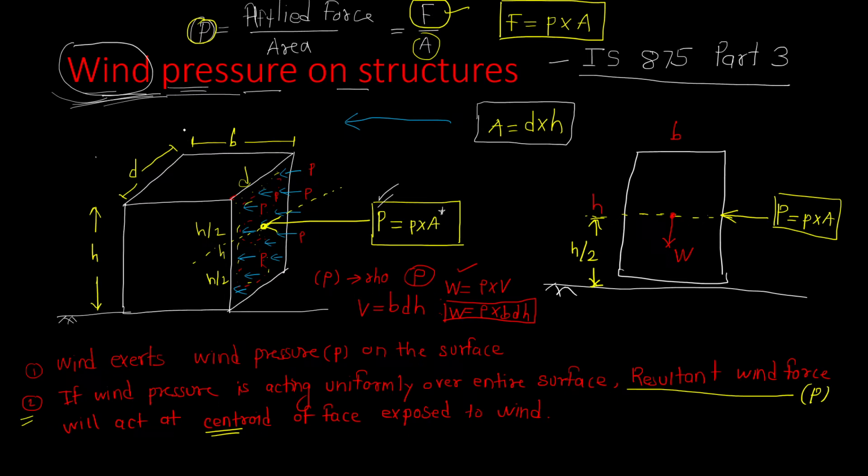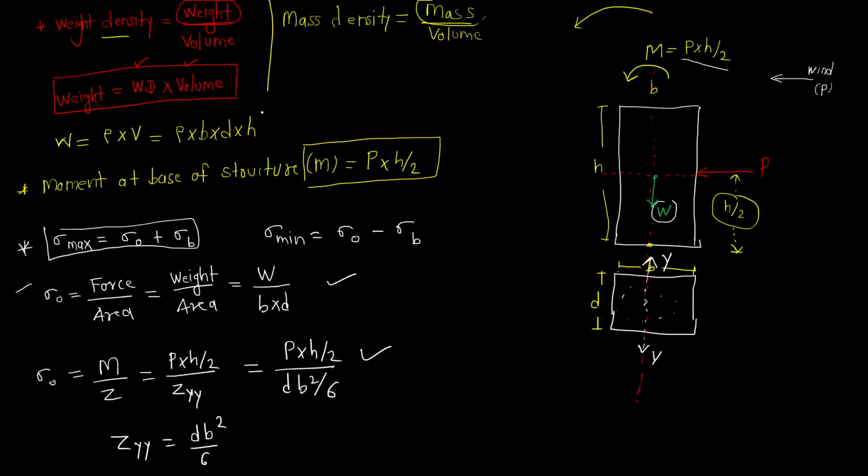So in the previous lecture, we have seen about the wind pressure on structures. We have seen an introductory part about how to calculate the resultant wind force, how to calculate the self weight of the structure, and then finally how to calculate the maximum stress and minimum stress. Now we'll be seeing one problem in this lecture.